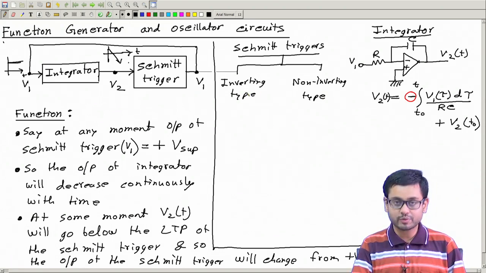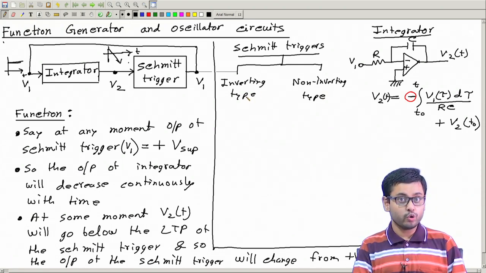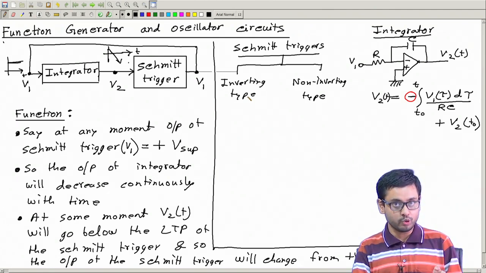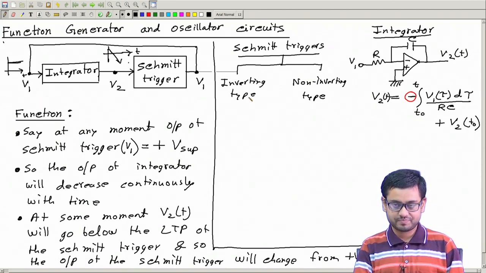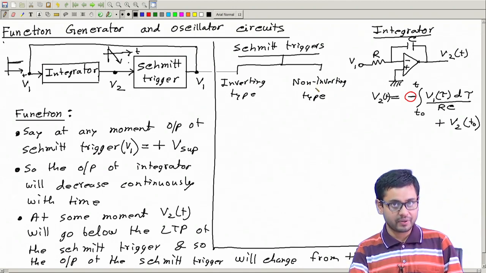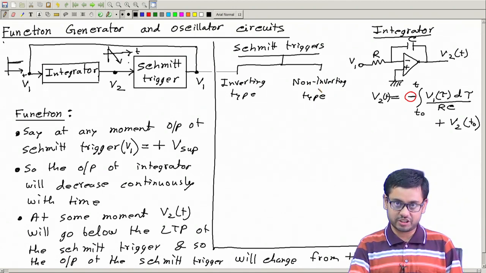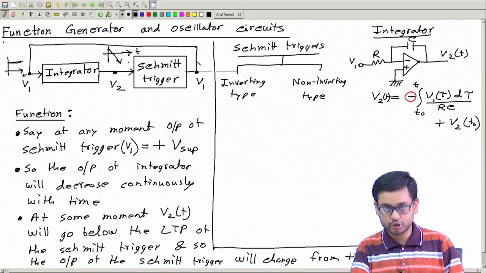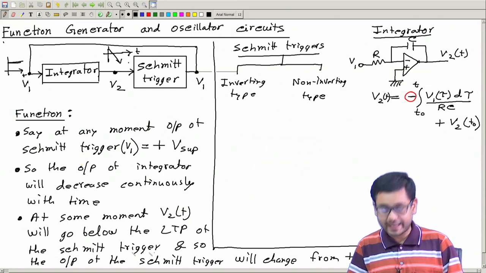Okay. What is an inverting type Smith trigger? It is a Smith trigger whose output goes up if the input decreases below some value. Okay, opposite. And what is this? In this case, the output goes up if the input also goes up above the upper trigger point. So in this scheme, we have assumed if the input goes down, the output should also go down. That's what I have written.